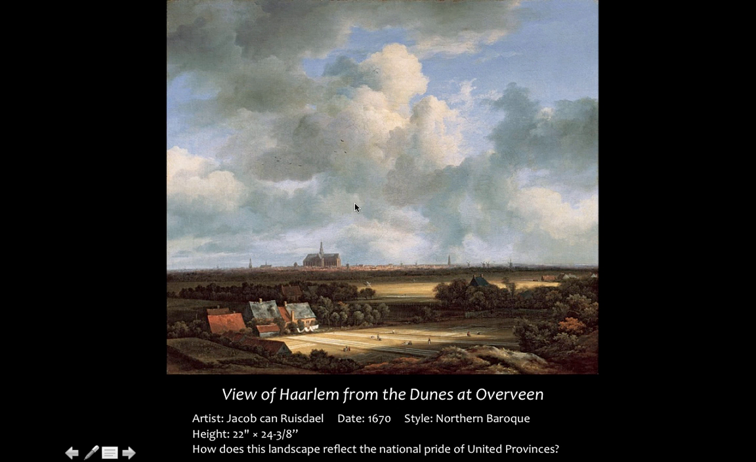Here we have a landscape painting. So landscapes are also something that the Dutch are really interested in here. And so this is a view of Haarlem from the dunes of Overveen. And in particular, this area, and you can kind of see some of these windmills in the background that this area is known for. The area is a place where people are really, really proud of the landscape.